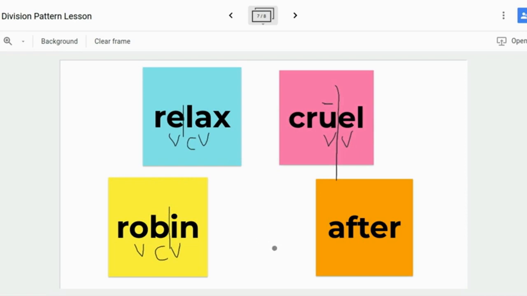And then our last word in orange, I will label my vowels and the consonants that come in between. It's a VCCV word. So we know that we're going to divide it between the two consonants. So we would have af-ter, after.